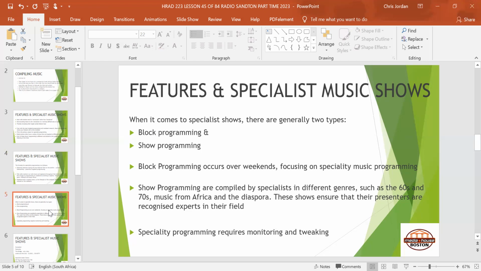These shows, sorry, I had to just pause for that particular word. And the diaspora, right? So obviously, I mean, just the replication of Africa in different segments and sectors in our lives. These shows ensure that their presenters are definitely recognized experts in their field.